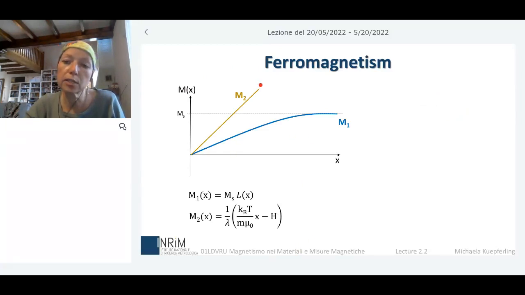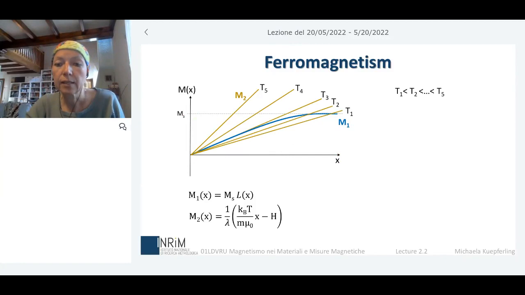So now let's plot M2 here and M1, of course, which has the shape of the Langevin function that we saw before, going up to M_S as a function of x. Now you can see that M2 will change slope, and the higher the temperature, the higher the slope of the function M2.